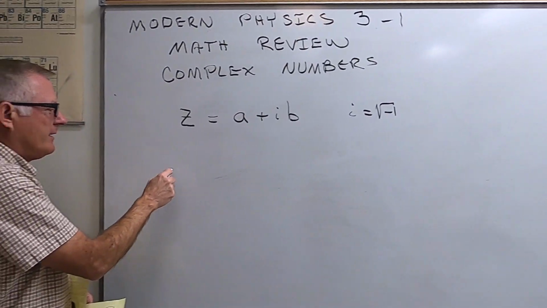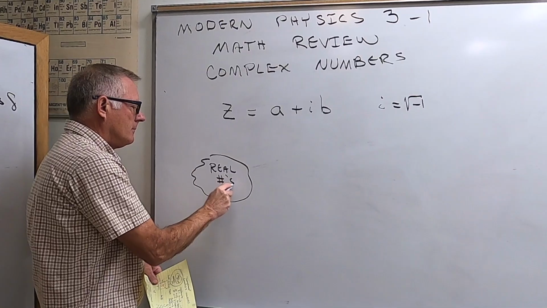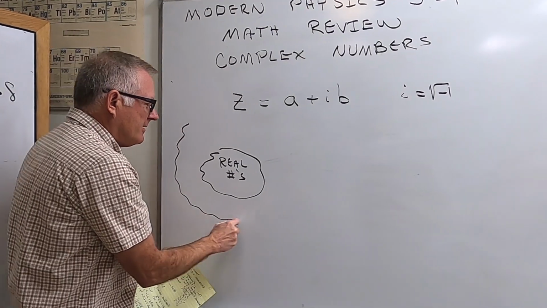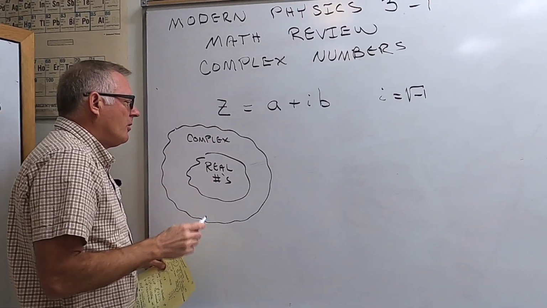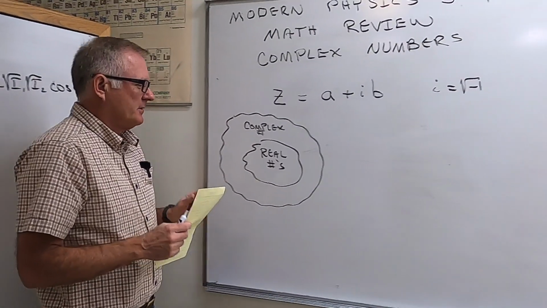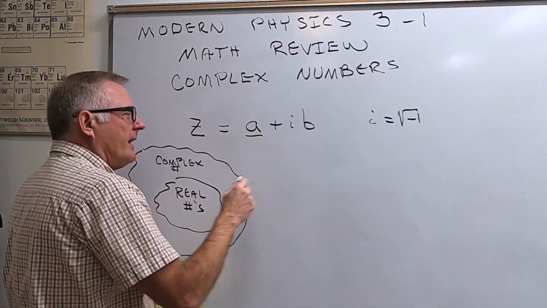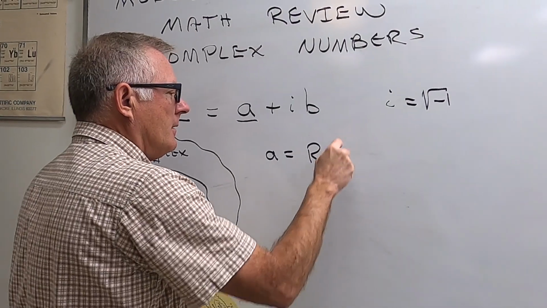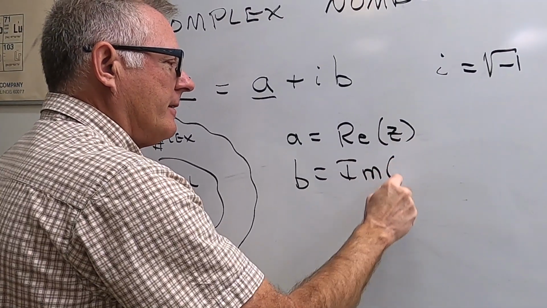Now, if we look at all the real numbers, all the real numbers are also complex numbers. The complex numbers are just a bigger region right here. So all real numbers are complex numbers, but not all complex numbers are real numbers. We call a the real part of z, and we call b the imaginary part of z.